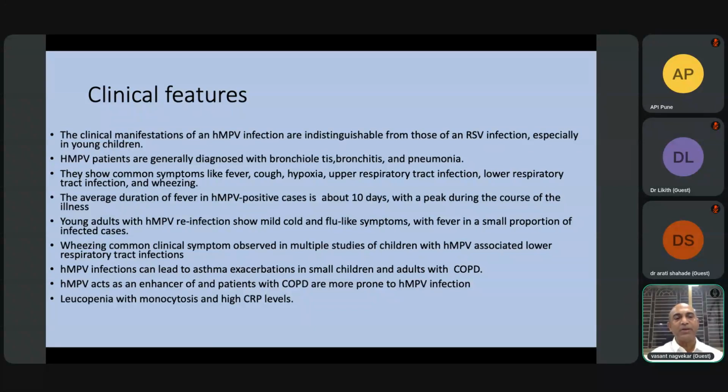HMPV, that is human metapneumovirus infections, can lead to asthma exacerbations in small children and in adults with underlying COPD. Human metapneumovirus infection acts as an enhancer, and COPD patients are more prone to HMPV infection. On laboratory investigations, the CBC would possibly show leukopenia with monocytosis, and sometimes higher CRP levels, which can confuse us as to whether we are dealing with a viral infection with a second infection. But normally, viral infections, unless complicated, rarely have secondary bacterial infection.